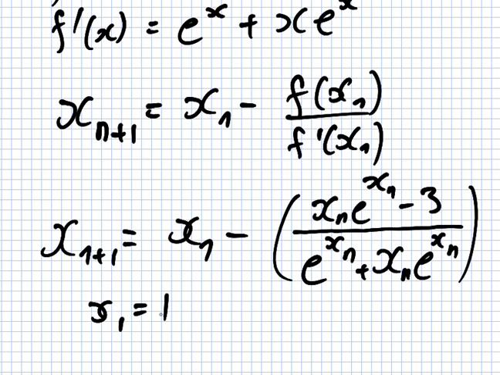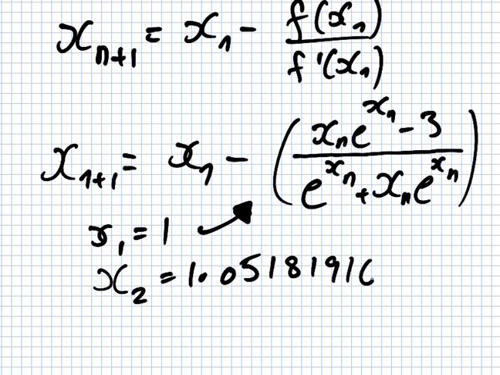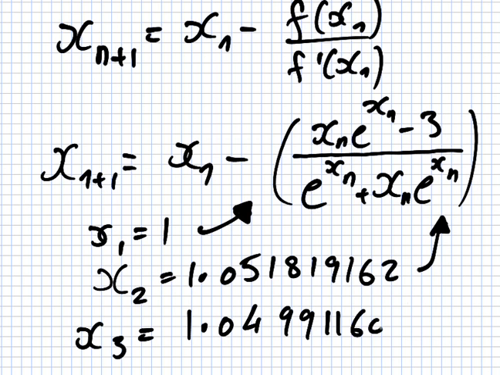Whoops. Uh-oh, did something weird here. Plus e to the power of that. So when I put the value of 1 into this, I get x2 equals 1.05181961. I have to be careful with my decimal places because it really matters for this question. Use it twice. So when I put that number in for x3, I'll get 1.0499110606.